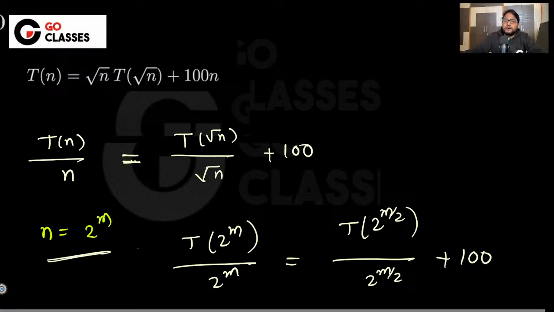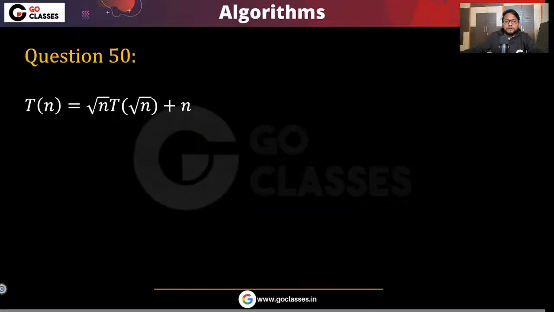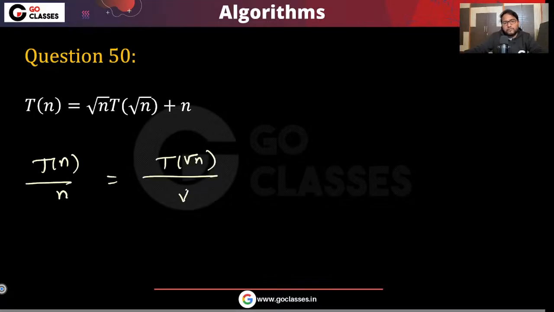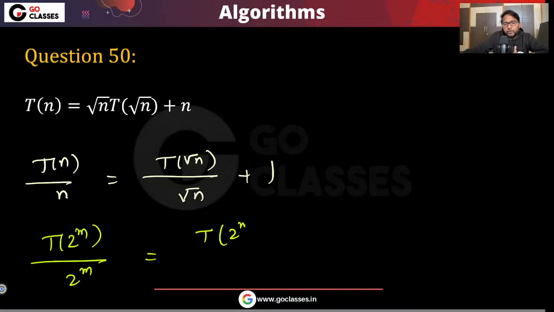If this is something like this square root of n, then you need to see some other trick. Okay, let's solve this question, which is question number 50. Here just divide by n first, plus 1, right? Now you can assume that n to be 2^m. So T(2^m)/2^m = T(2^(m/2))/2^(m/2) + 1.